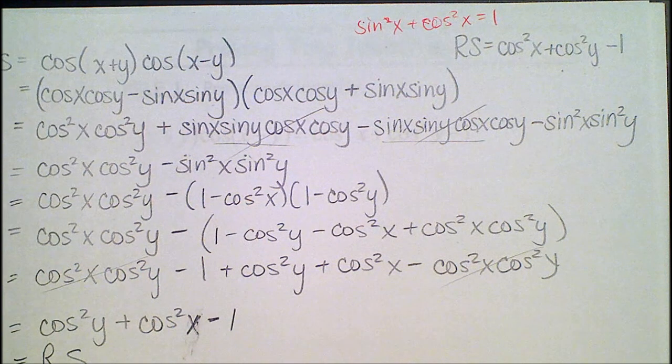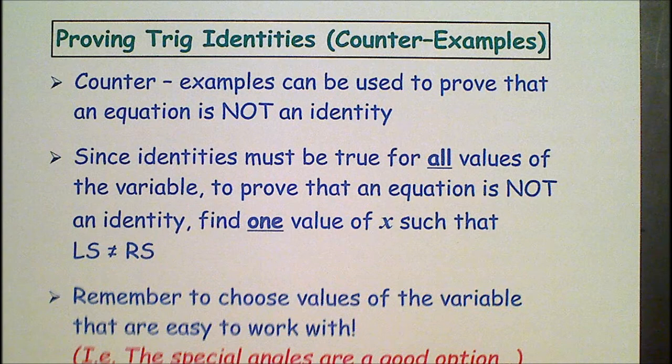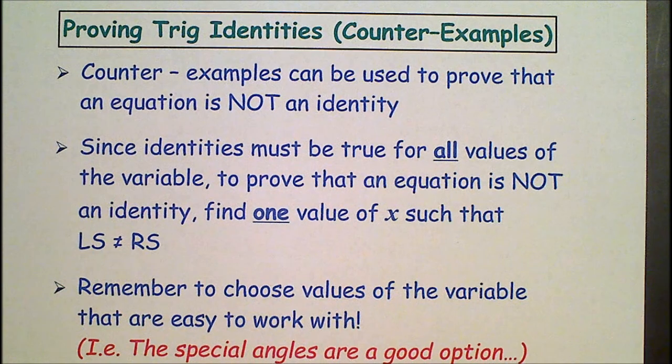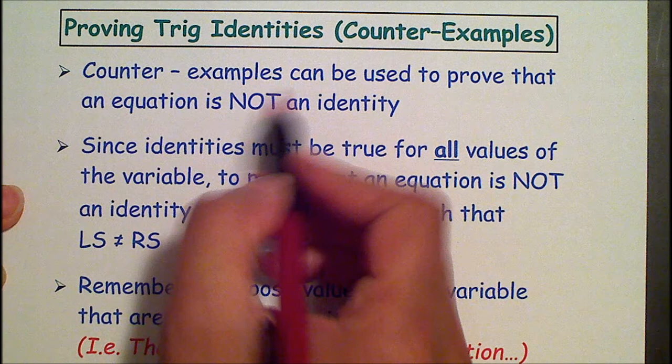Okay, so the last example I'm going to look at is how to prove trig identities using counterexamples. And so you're not actually proving an identity, you're proving that the identity is not true. And so counterexamples can be used to prove that an equation is not an identity. Okay, so you're basically proving the left side is not equal to right side.